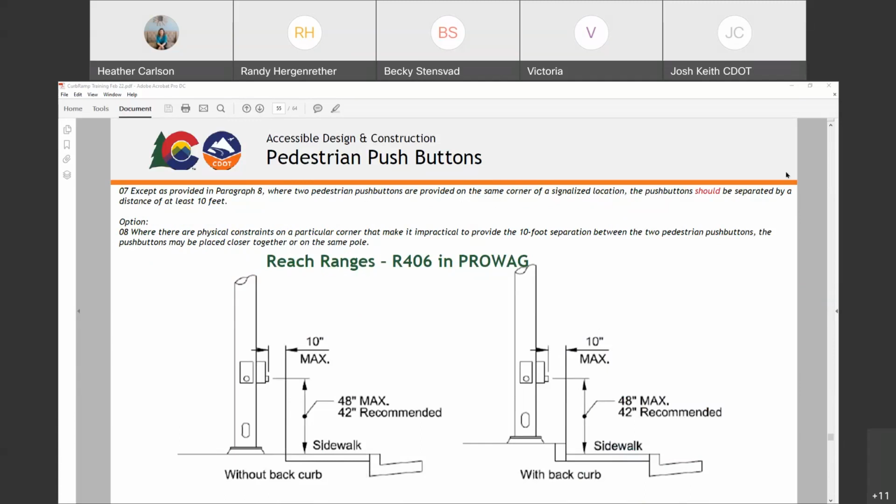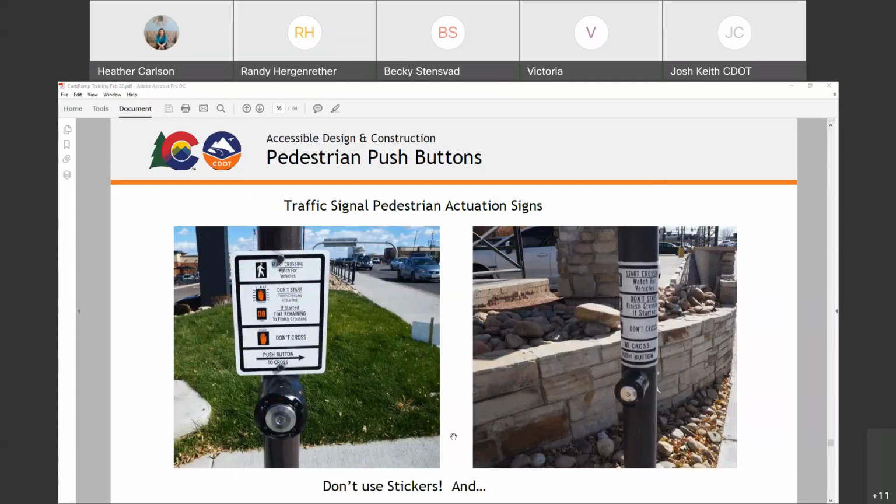The next page, these 2 points here, 7 and 8, where 2 pedestrian push buttons are provided on the same corner of a signalized location, the push buttons should be separated by a distance of at least 10 feet. But don't put the person in a wheelchair in your gutter pan because you wanted to stick to this 10-foot rule. You've got to use some logic and common sense in there. We have done that to our people, and I've tried to explain that that's not a good decision when the front of the wheelchair is in the pan.